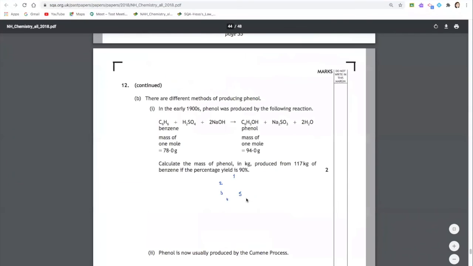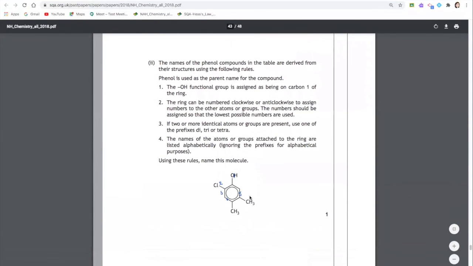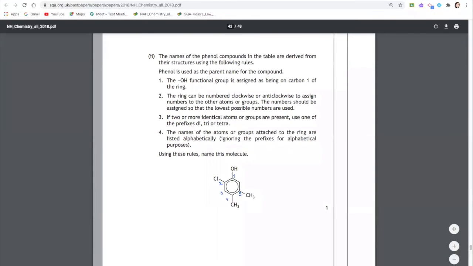Okay, so chloro comes before methyl in the alphabet. So that means it would be 2-chloro, because the chlorine's on carbon 2. And then our methyl branches, because there's 2 of them, it's dimethyl, and they're on 4 and 5, so it'll be 2-chloro-4,5-dimethylphenol. Okay.